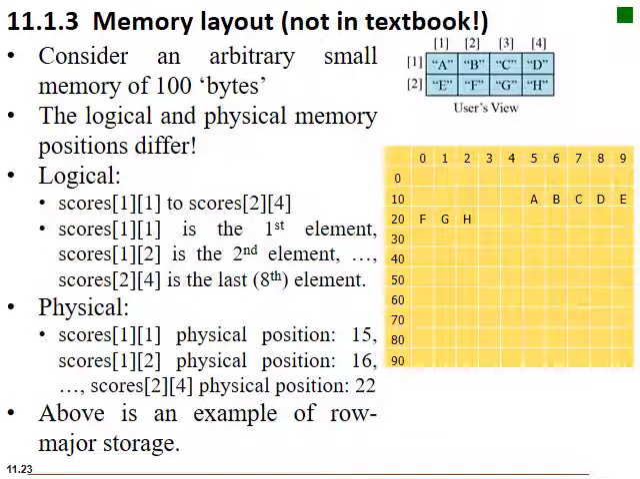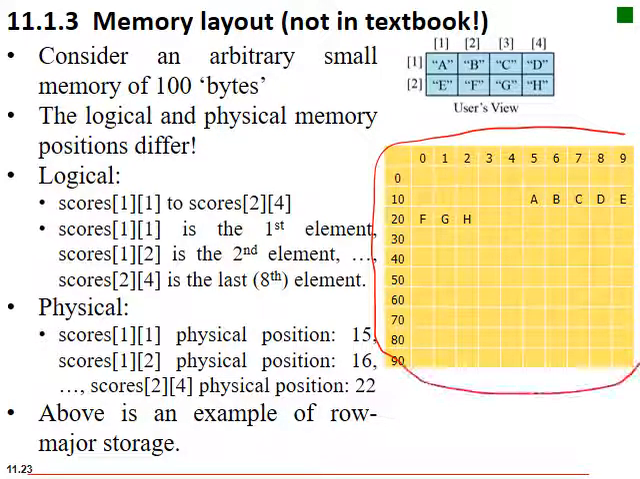Alright, so this is not in the textbook. I just added this to try and explain it a little bit. Assume we have this whole thing, this whole yellow block over here. Assume that is the entire memory of the computer. So it's unrealistically small, but here we have basically 10 rows and 10 columns, which means we can store 100 elements in this, or 100 bytes in this memory.